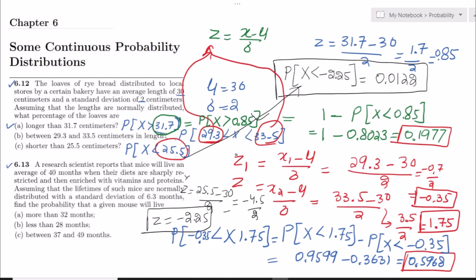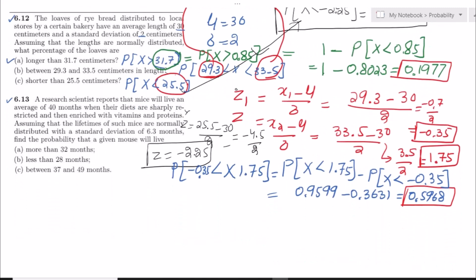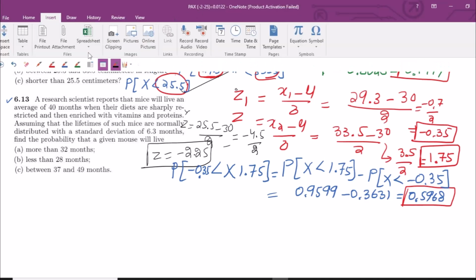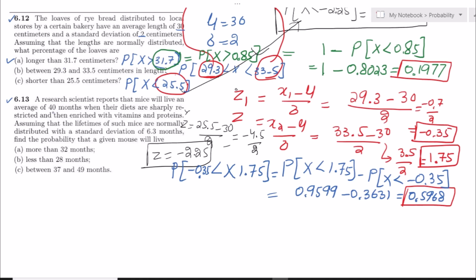Okay, so that is for question 6.12. Now let us move to question 6.13. Here we will have to follow similar steps to what we have done for question 6.12. But what is the statement? A research scientist reports that mice will live an average of 40 months when their diets are sharply restricted and then enriched with vitamins and proteins. Assuming that the lifetimes of such mice are normally distributed with a standard deviation of 6.3, sigma is also given.